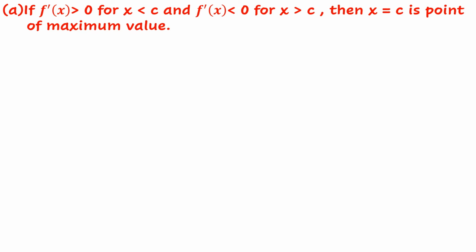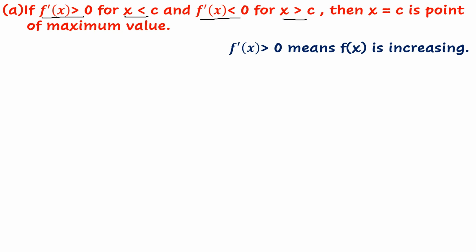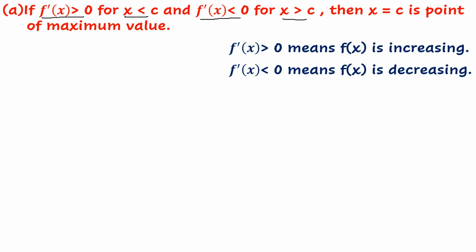The first statement is: if f dash x is greater than 0 for x less than c and f dash x is less than 0 for x greater than c. Let's elaborate this concept. First, we must know what is the meaning of first derivative to be positive or negative. First derivative positive means f of x is increasing, and first derivative negative, that is less than 0, means f of x is decreasing.